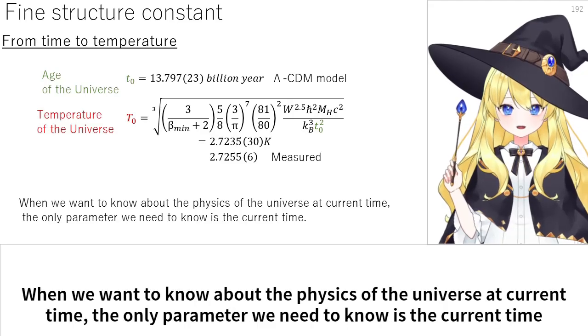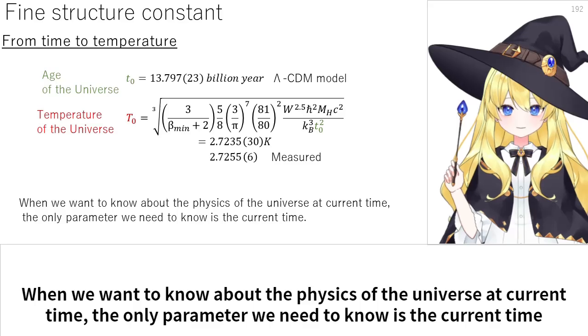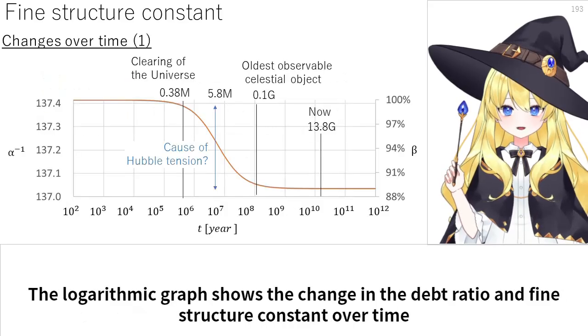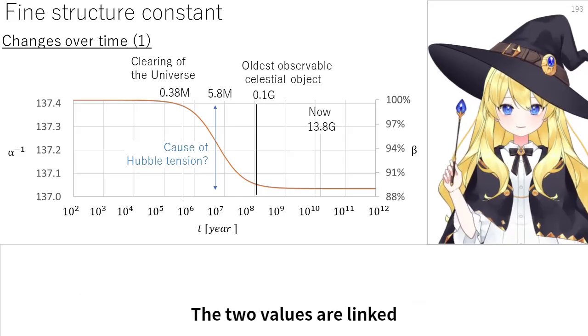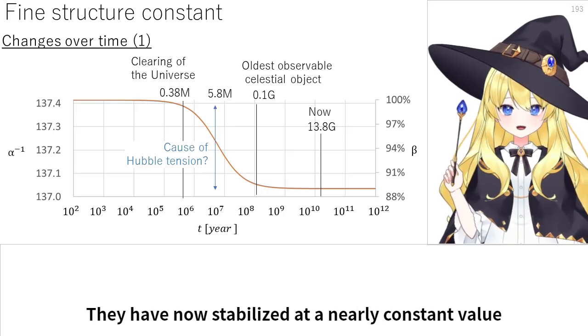When we want to know about the physics of the universe at the current time, the only parameter we need to know is the current time. The logarithmic graph shows the change in the debt ratio and fine structure constant over time. The two values are linked. They have now stabilized at a nearly constant value.